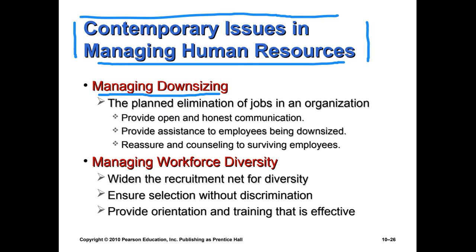When you are downsizing, you are getting rid of some of the employees. It is the planned elimination of jobs in an organization. For example, you have 15,000 employees and you are planning to decrease them to 12,000 employees. So basically you are getting rid of 3,000 employees for some reason, and this can create chaos.